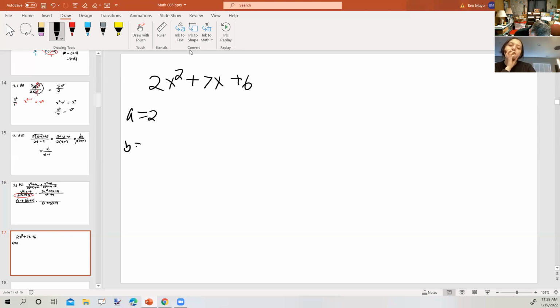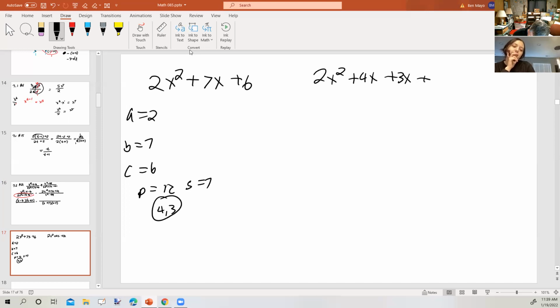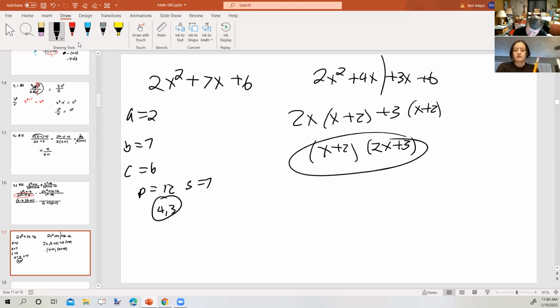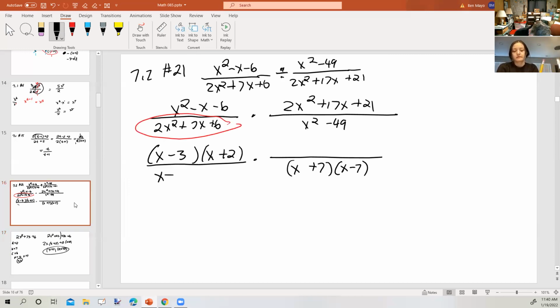So A is 2, B is 7, C is 6, product is 12, sum is 7, the numbers are 4 and 3. So 2x squared plus 4x plus 3x plus 6, factor by grouping. Greatest common factor, 2x, x plus 2 left over, x plus 2 left over, 3 comes outside, x plus 2, 2x plus 3. So I'm going to transfer that back on the previous page. X plus 2, 2x plus 3. Okay. Any questions there?